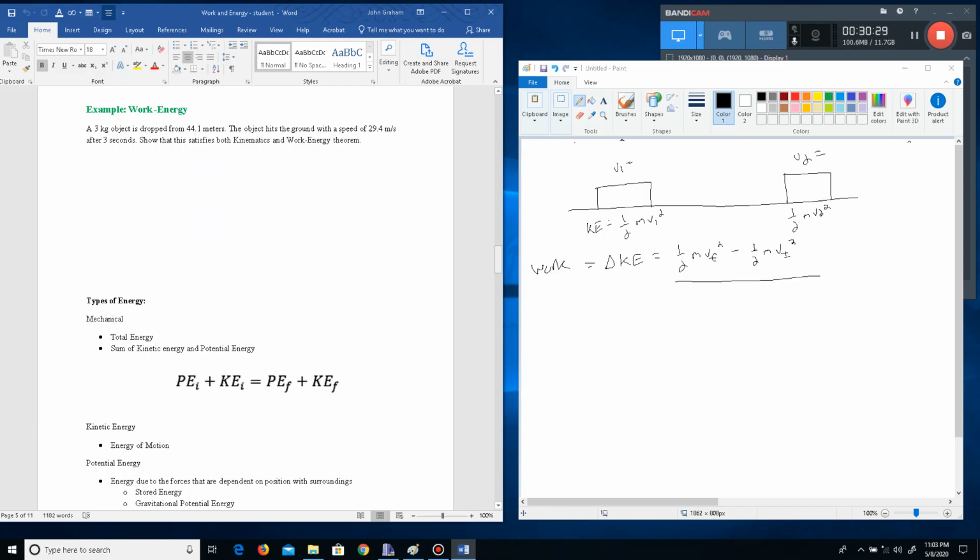So we have a 3 kilogram object. It's dropped from 44.1 meters. The object hits the ground with a speed of 29.4 meters per second after 3 seconds. Show that this satisfies both kinematics and the work energy theorem.